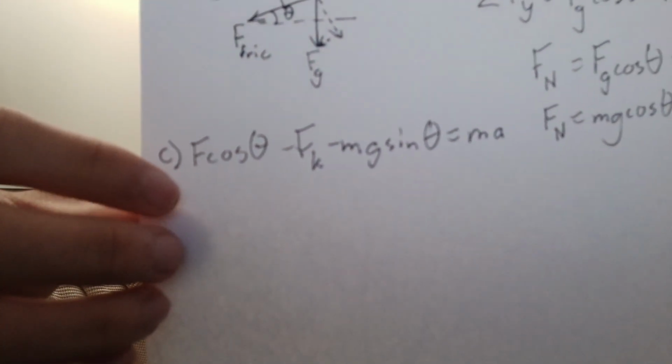Let's see, part C. Develop an expression for the block's acceleration in terms of m, theta, F, mu, and g. All right. So this would be dealing with it in the x direction, but we'll have both equations as well. So we'll just write down the x for now. Equation for net force in the x direction here.